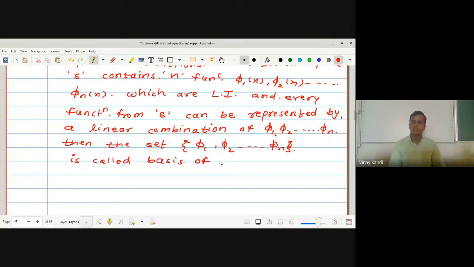Okay, it's called a basis of the linear space S, similar to a vector space. All these functions are linearly independent functions, and any function belonging to S can be represented by the linear combination of phi 1, phi 2 up to phi n. Then this set is called a basis, and the number of elements in the basis is called the dimension of the linear space. You have studied vector space, right?